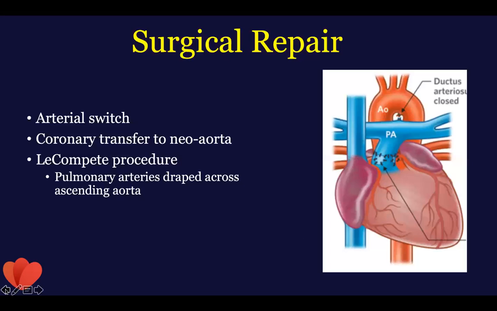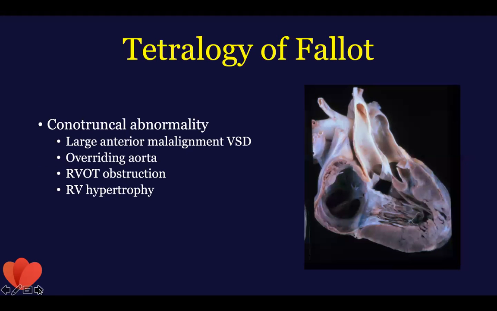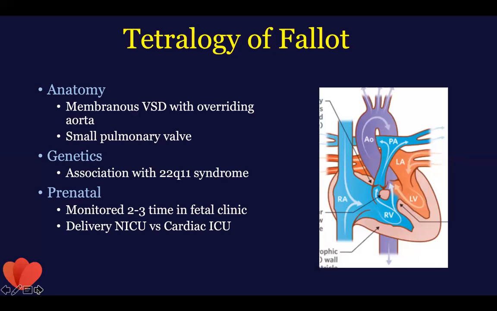So these patients overall do well. And there are a few things we have to monitor. These kids are also monitored lifelong. Tetralogy of Fallot is another conotruncal abnormality. In this abnormality, you have a large malaligned ventricular septal defect, which you can see here with the aortic valve overriding it. And you've got right ventricular outflow tract obstruction and hypertrophy of the right ventricle. So those are the four caveats. Again, genetics-wise, 22q11 syndrome is very common, and these patients are seen two to three times. Again, depending on your hospital, they can go to the NICU or cardiac ICU.